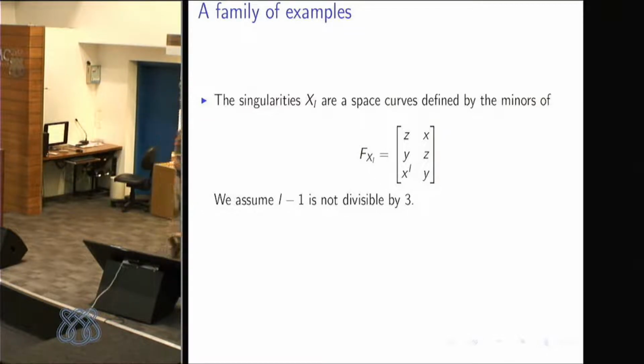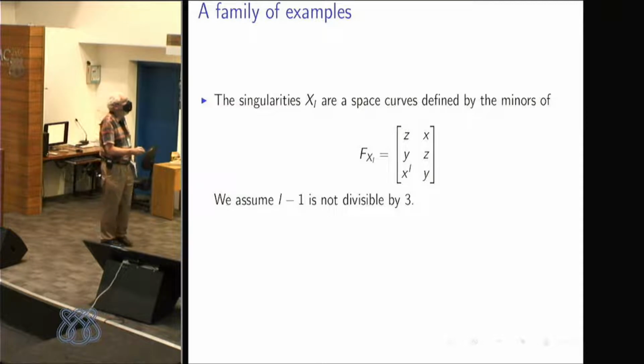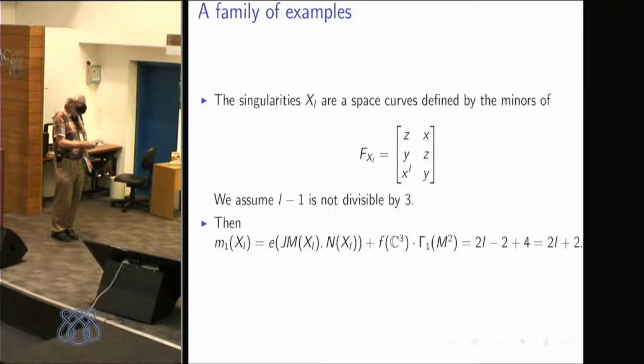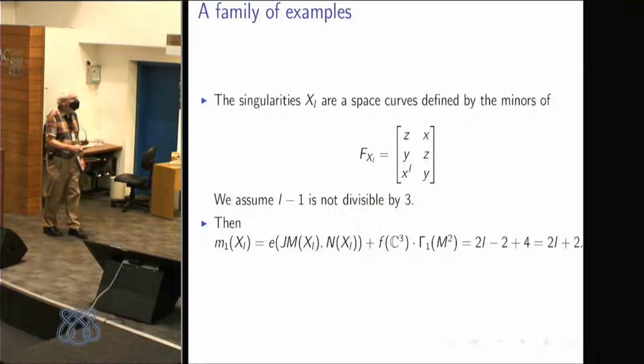This is an example that I'm going to work out in the problem session that we're going to have tomorrow afternoon. Supposing I have a space curve defined by the minors of this, and we assume that L minus 1 is not divisible by 3. Then we're going to show that M1 of X1 is equal to 2L plus 2. I've shown what these terms are. This term here turns out to be 2L minus 2, and then this intersection number turns out to be 4. This is a correcting factor because of what we're comparing to. And so that gives us 2L plus 2.